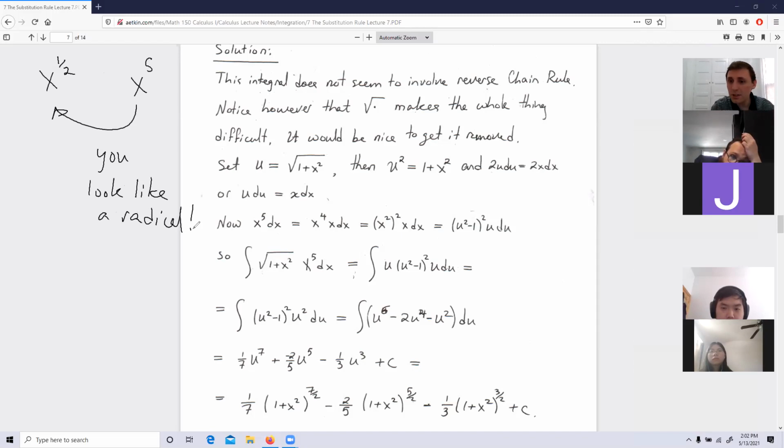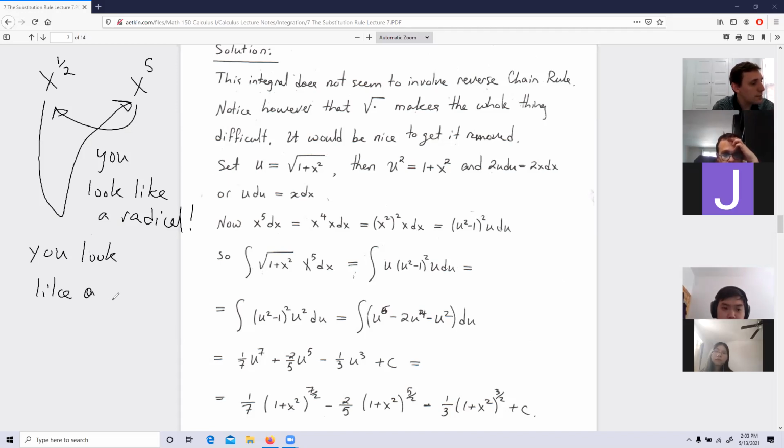Yeah, you look like a radical. And what about this guy? He looks at him and he says, you look like power 10. Not 5, but power 10, because this guy needs to be raised to the power 10 to become x to the 5. Do you understand?